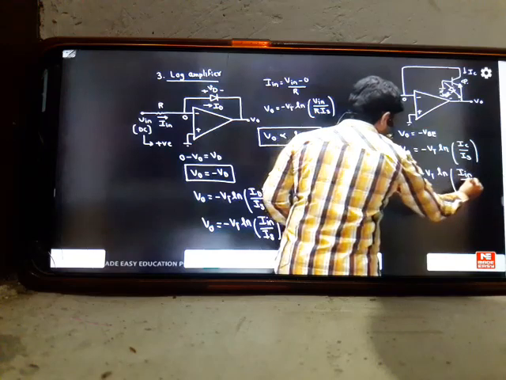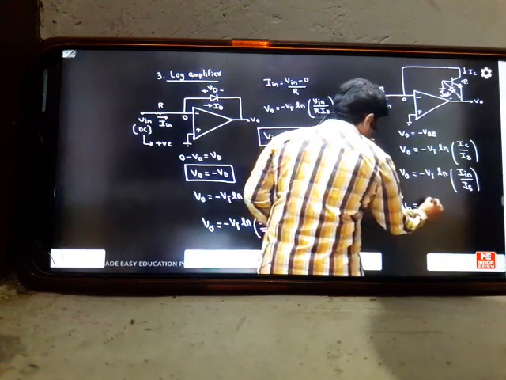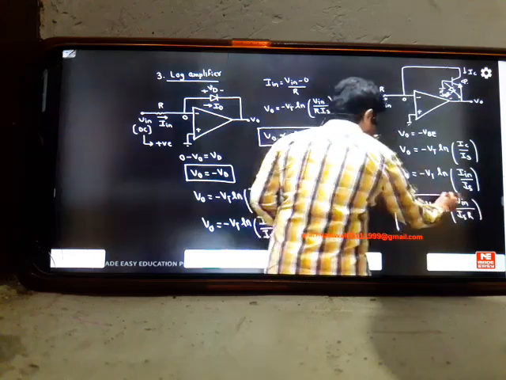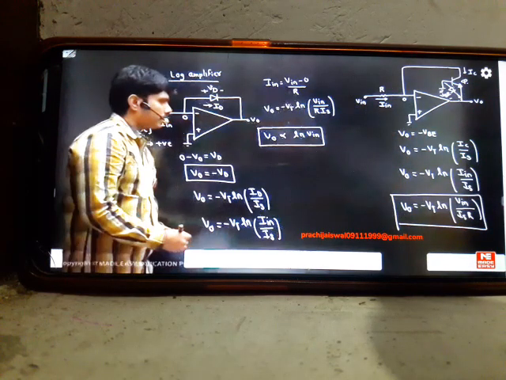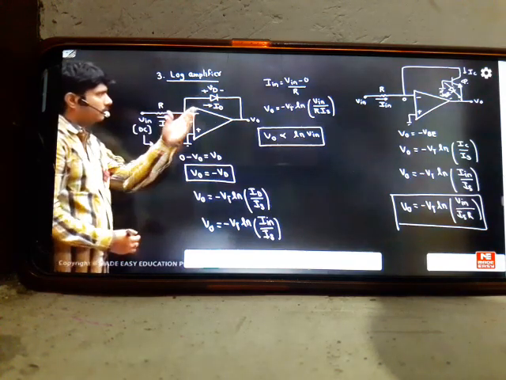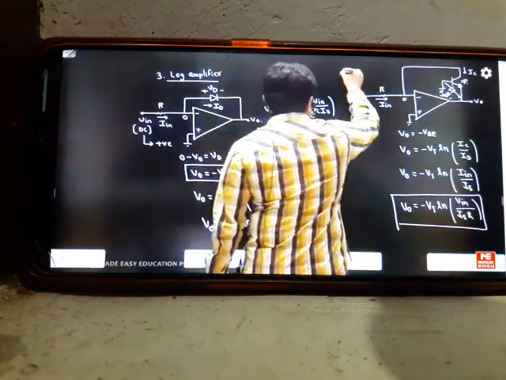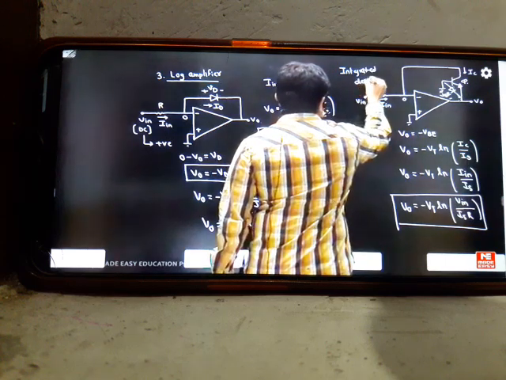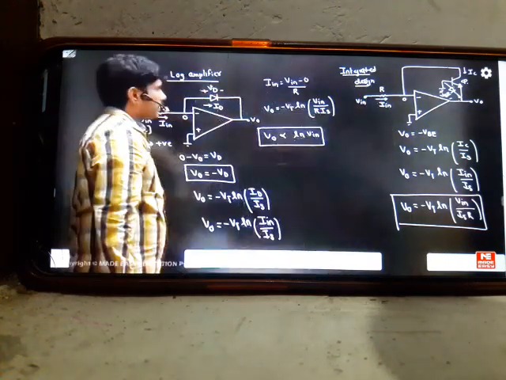It is IIN divided by IS. So you get the same expression, minus Vt ln of VIN by IS into R. So whether you use diodes or BJTs, they do the same thing. From an exam point of view, anything is okay. This is used for discrete electronics, that is used for integrated electronics. These log systems are used for integrated circuits. It is a special technique for integrated designs.